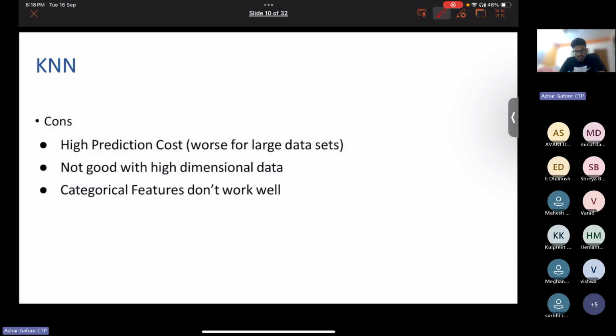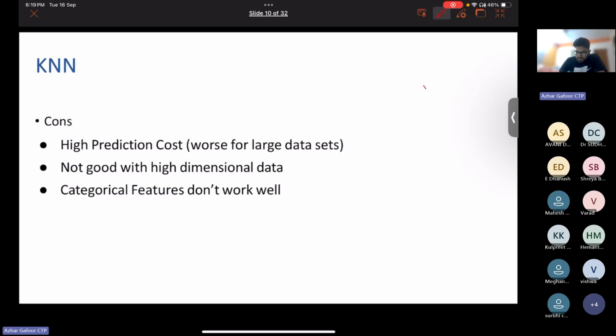So the cost for prediction may be higher. Let's say we have a very large data set, and the k nearest neighbor algorithm works like that. We need to find the distance between the new point and all the points in the data set. That can sometimes be very expensive, and then we have to sort it, and all those steps have to be repeated.